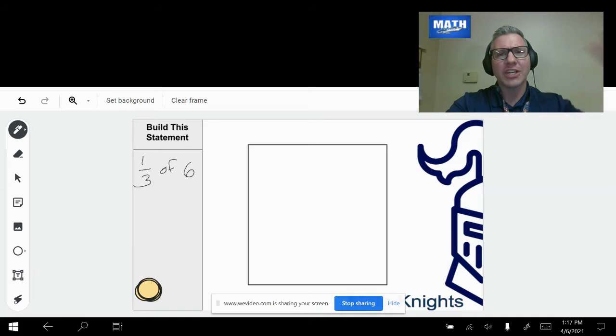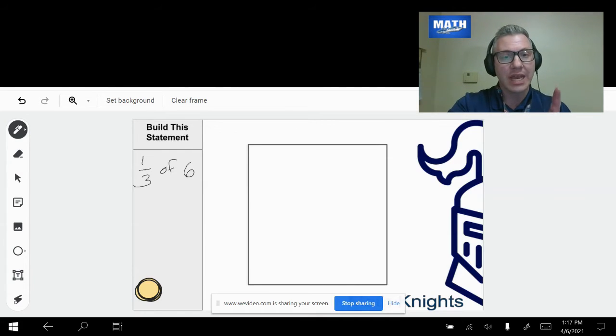Right now I'm working on a Jamboard, and you're going to be working on a Jamboard too, much like this. And I have a fraction written down, and it's part of a statement. It says 1/3 of 6. I wonder how I find 1/3 of 6. Well, let's start with what I do know.